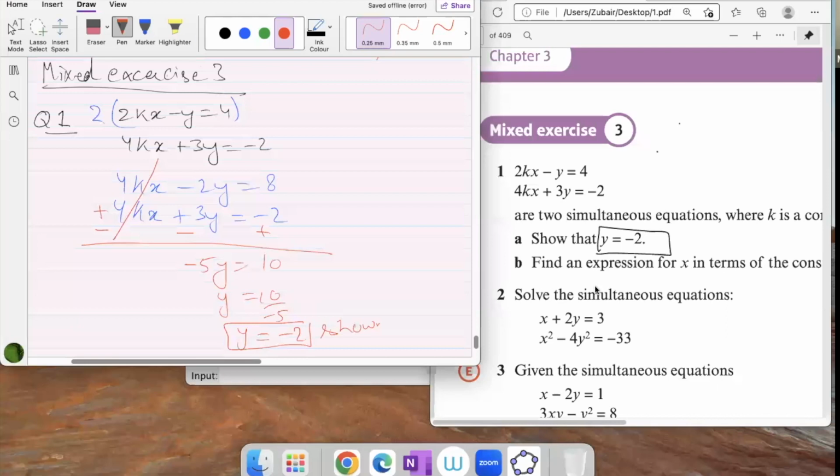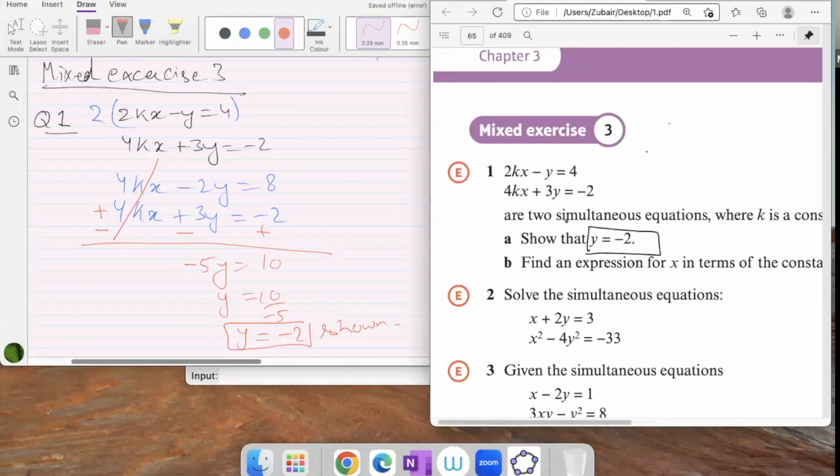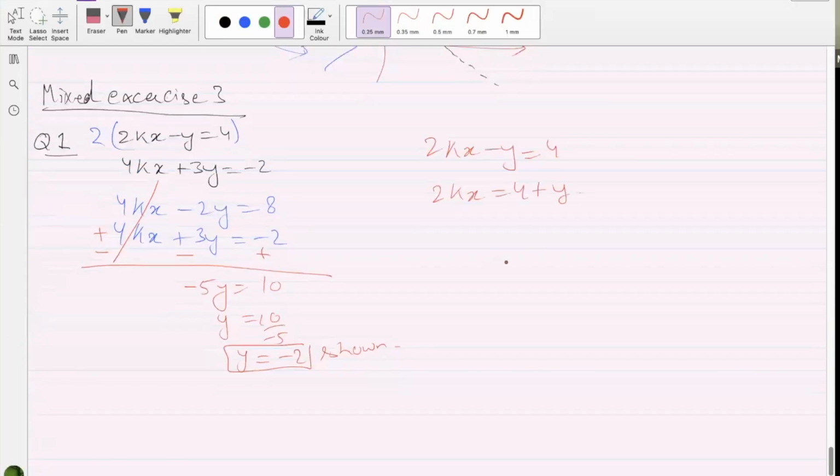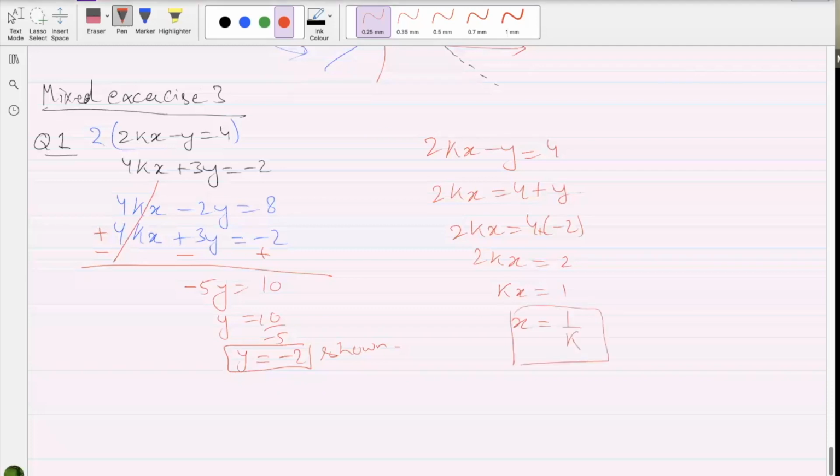In terms of constant values, in 2kx minus y equals 4, the value of y is negative 2, so 2kx equals 2, kx equals 1, x equals 1 over k. So it is in terms of k. Clear?